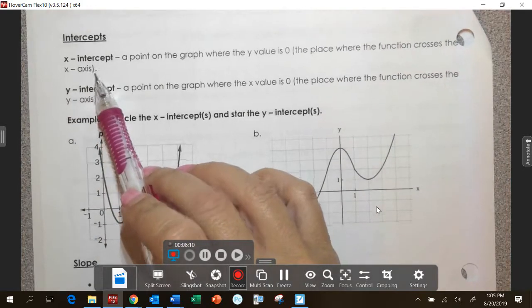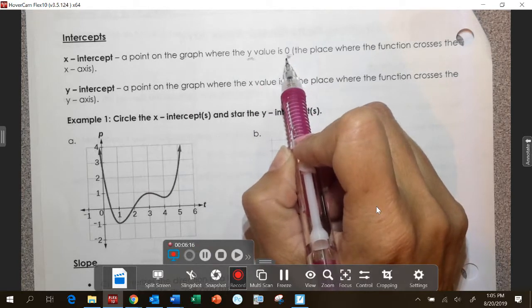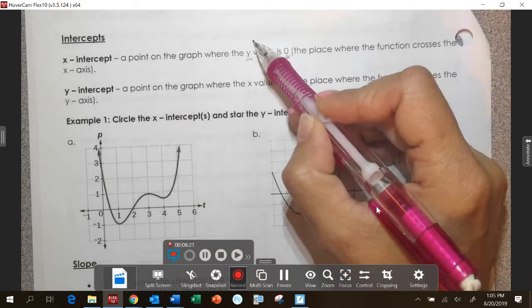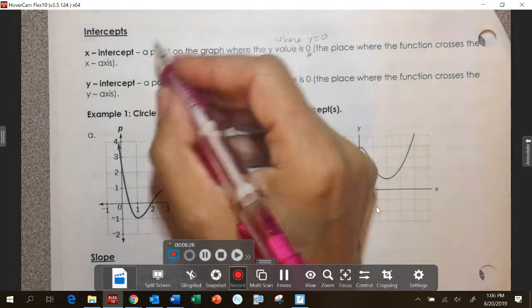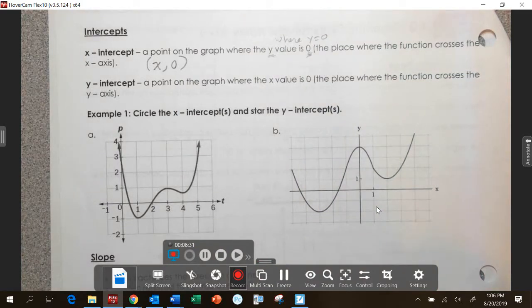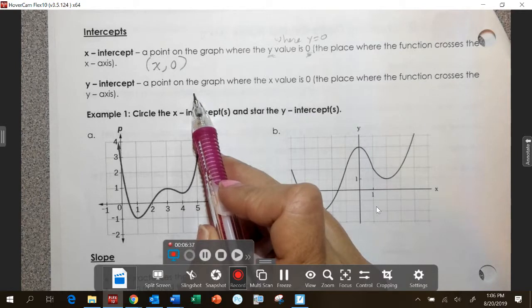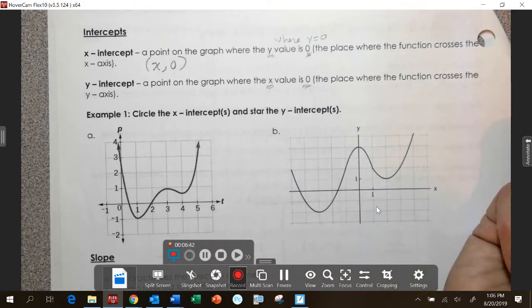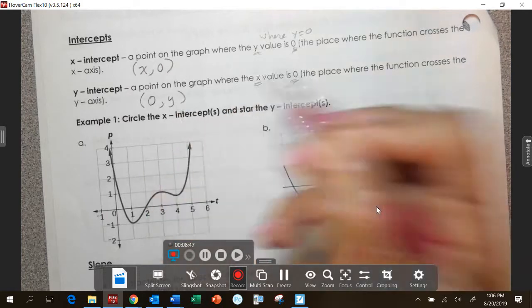The x-intercept is the point on the graph where the y value is 0, which means it's going to cross through the x-axis. This is where y is 0. So the x-intercept always looks like some number, comma 0. The y-intercept is, if I looked on the graph, it would cross the y-axis. It's the point where the x value is 0. So if I got to write an ordered pair, it would be 0, comma, the y value.